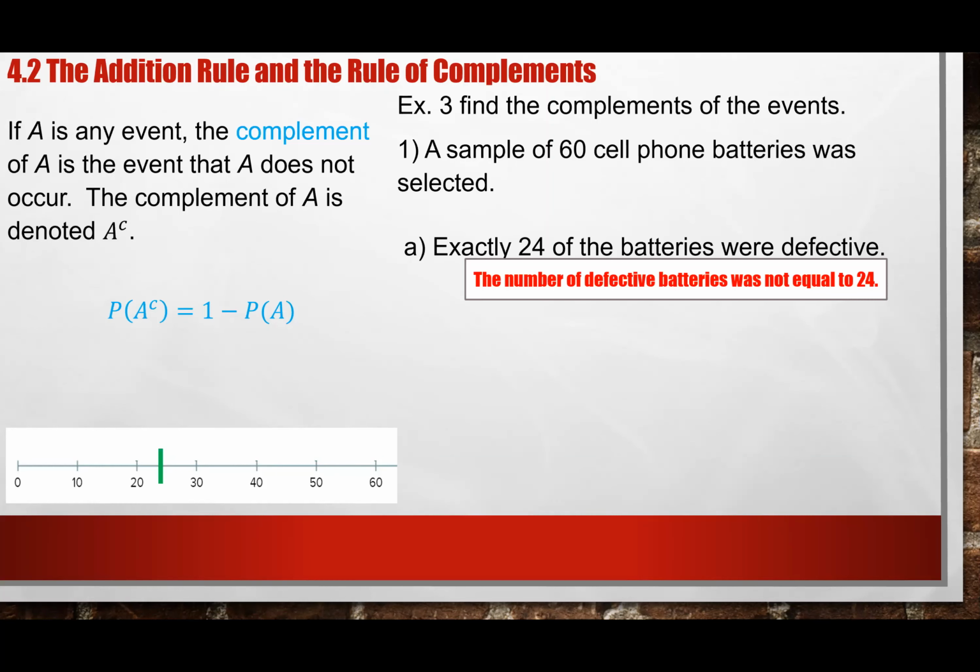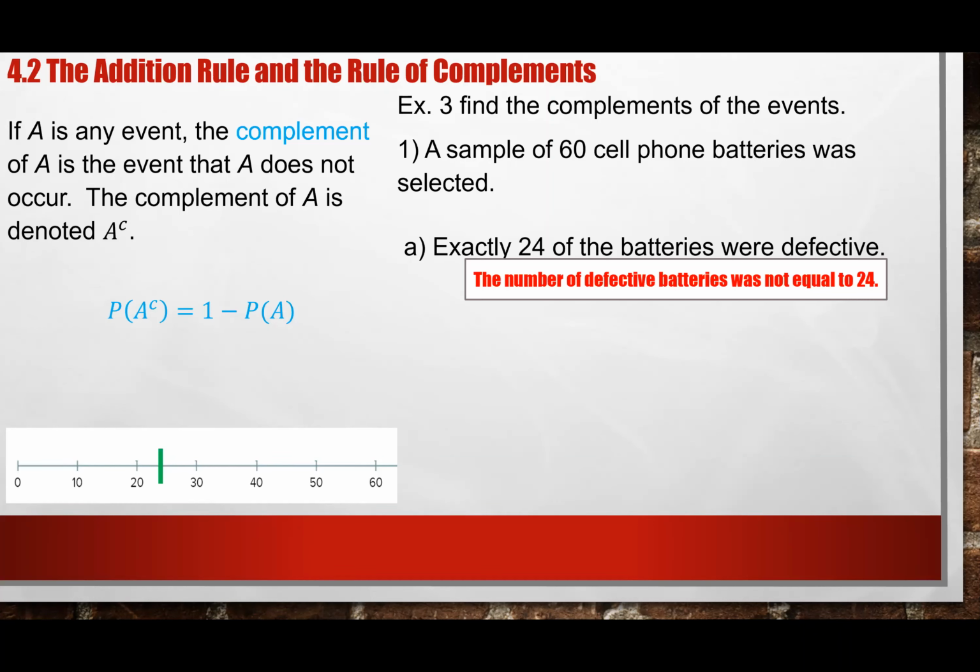I know you might say, wait, if I have a total, why am I not using it? This over here is the probability. They're not asking you for probability. They just ask you for the complement of a given event. The event here is exactly 24.